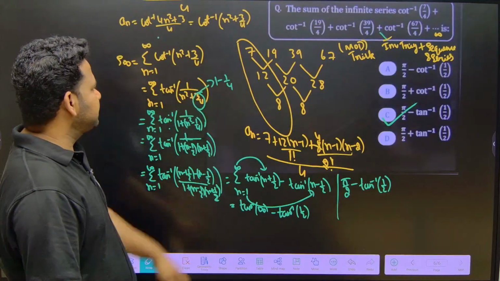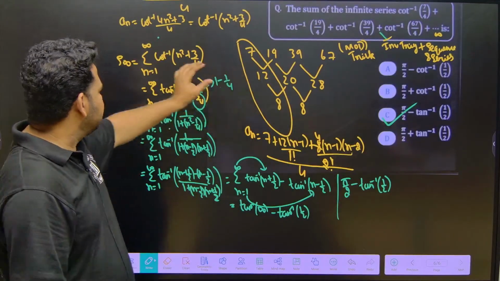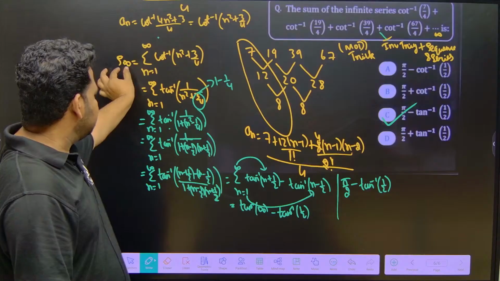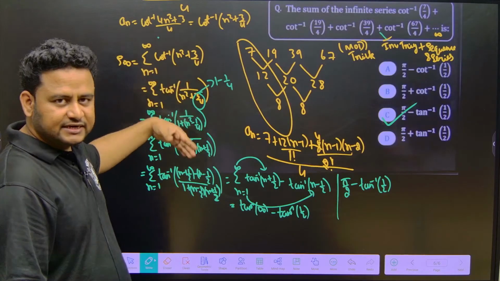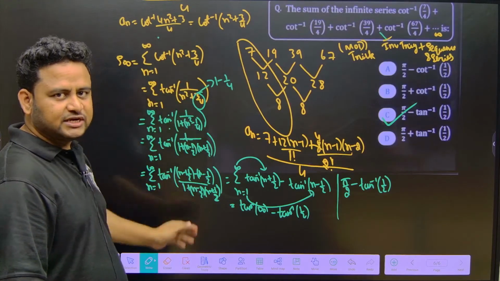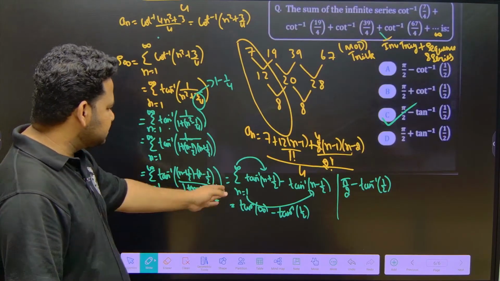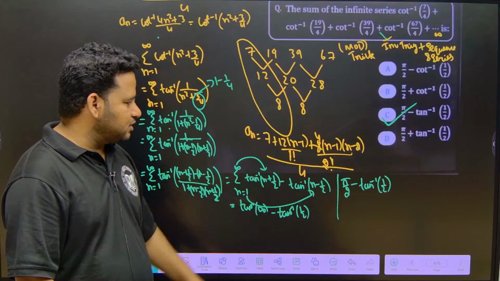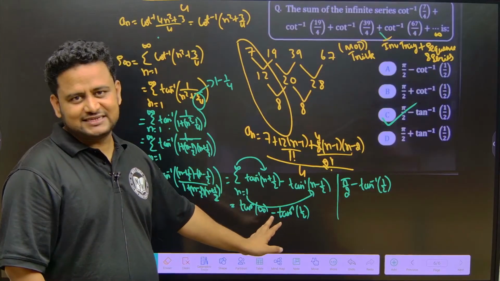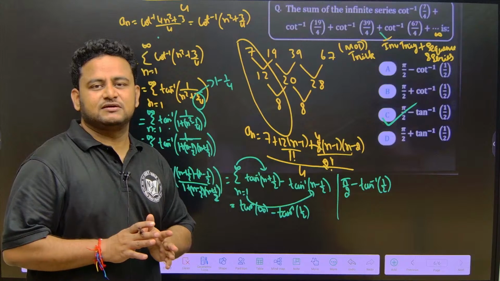Next, we did this question previously. First we use the method of difference, find the a n, and the summation of infinite terms, you will get it like this, and write it in terms of tan. So you modify it to get tan inverse of a minus tan inverse of b. Then you use this trick, bigger to bigger, smaller to smaller, which we used in sequence and series. That is the reason I did sequence and series in the beginning.